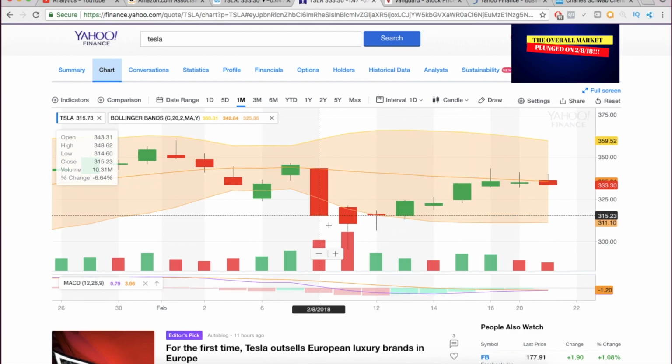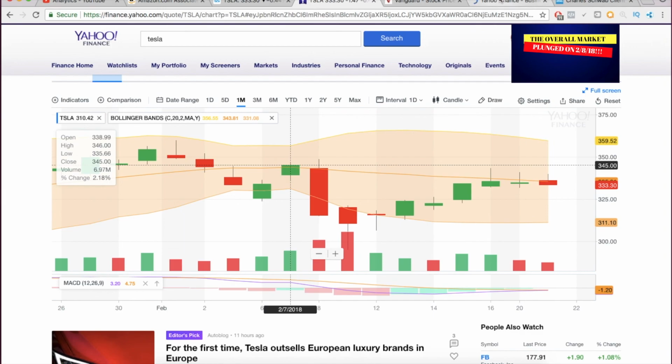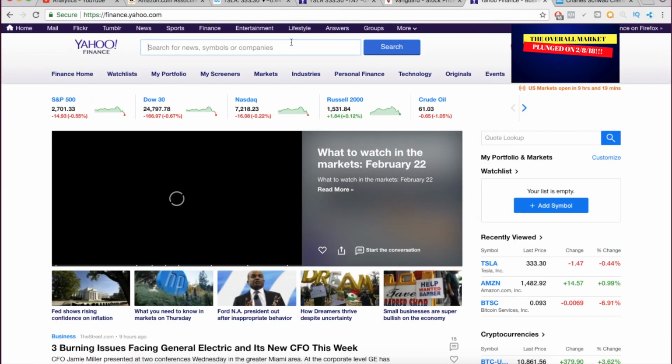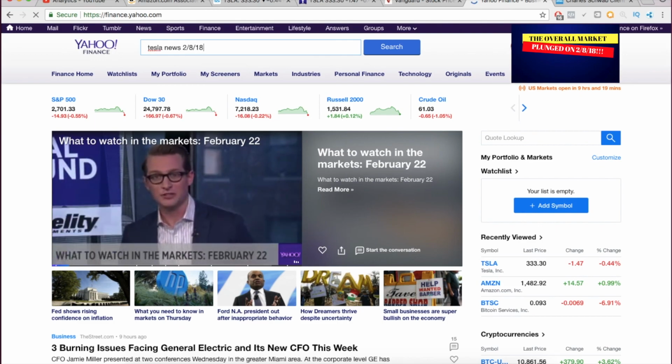On February 8th this year, there was a major fluctuation going downwards that actually exceeded the intervals of volatility downwards. So you might want to find out what exactly caused this, right? This is when Yahoo Finance comes into play, and it's actually a very beautiful tool. You can type in here Tesla news 2/8/18 and see what comes up.